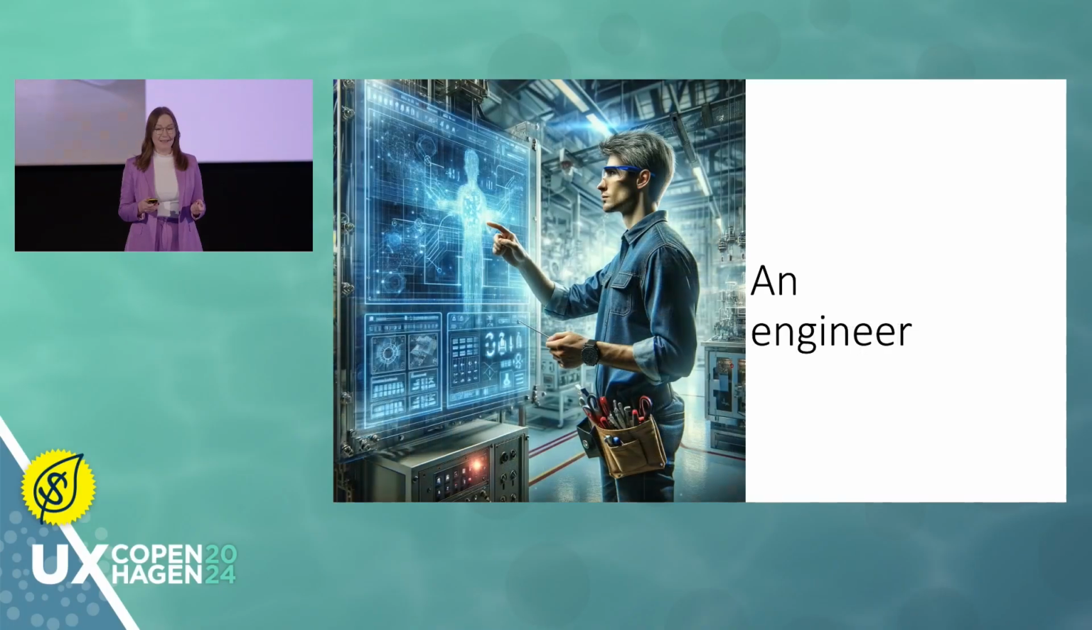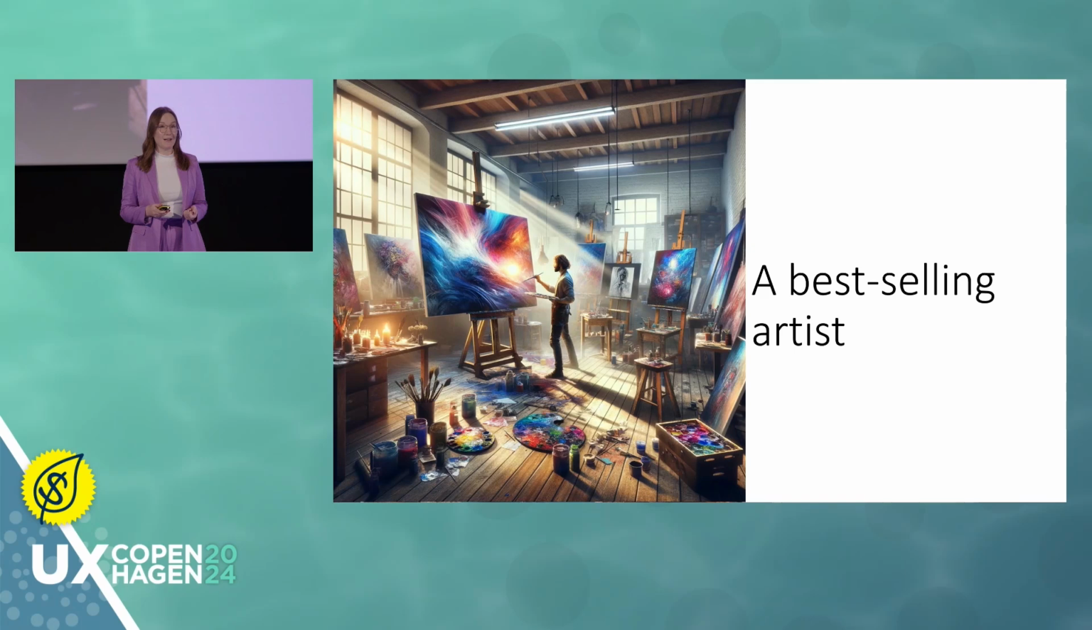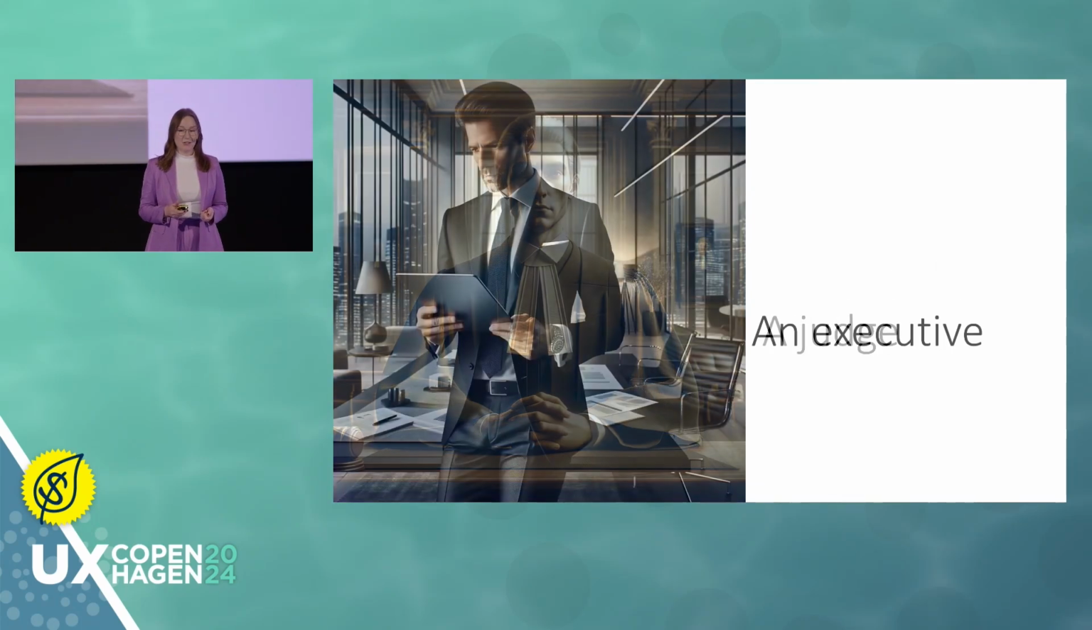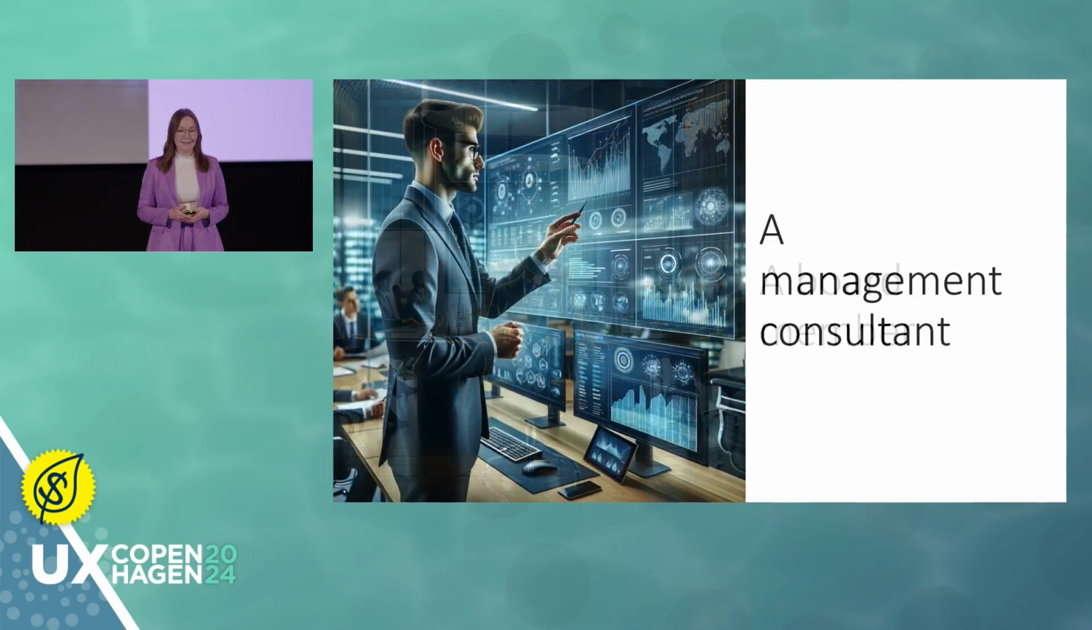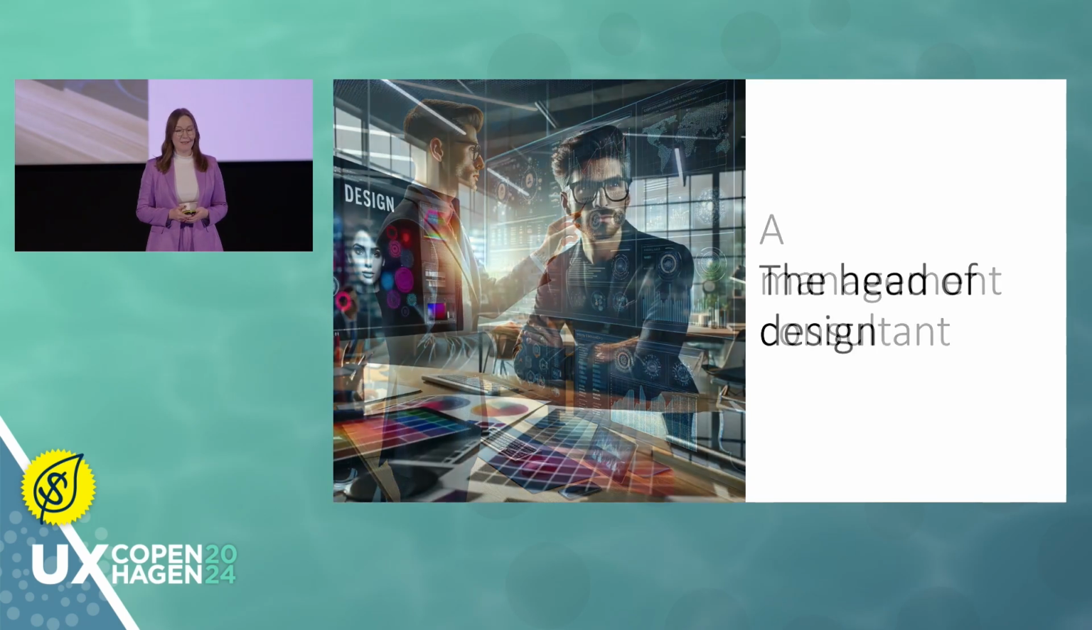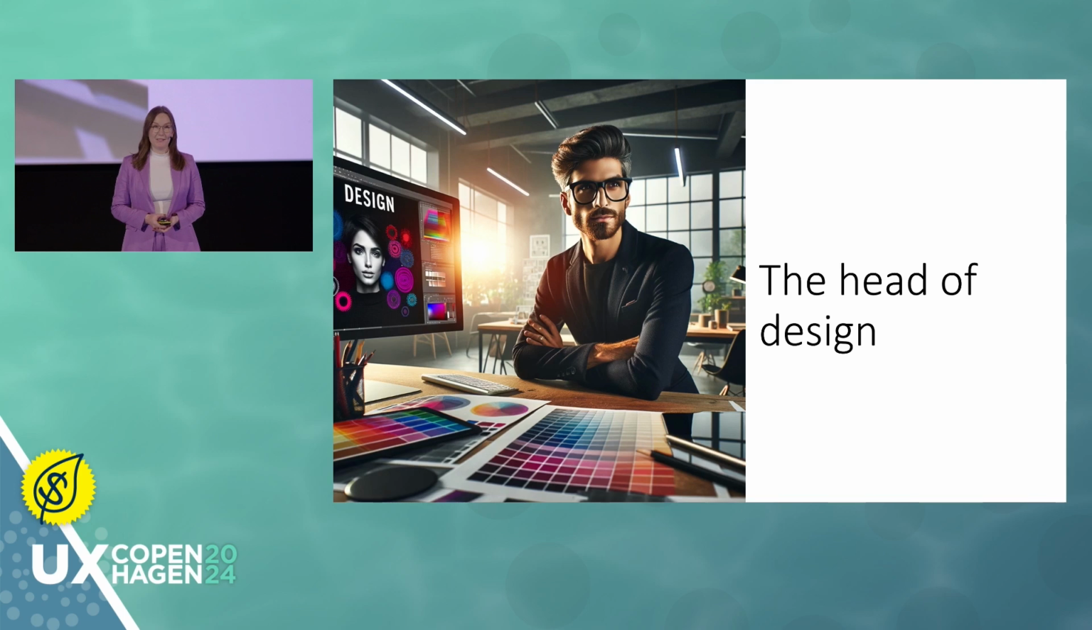ChatGPT came back with a lawyer, an engineer, a best-selling artist, a judge, an executive, a doctor, a board member, a management consultant, the head of design. 9 pictures, 9 professions, 9 men. This is because of default thinking, specifically masculine defaults, where we place men at the center and women as other.